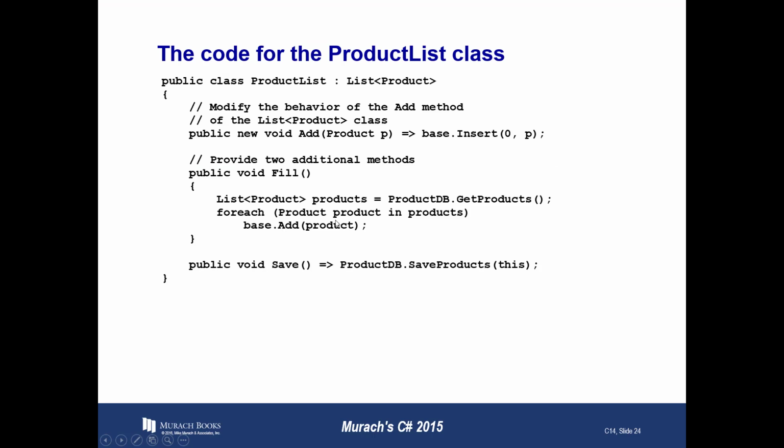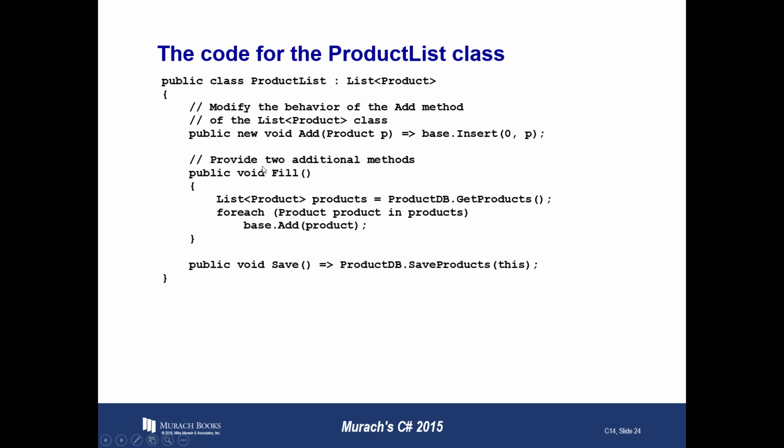So we've got the code here for our product list class. Notice product list inherits from the list class of type product. So what are we doing? Modifying the behavior of the add method. All right, so public new void add, base insert 0 p. So we are changing the natural way that something would work. In addition, that's overriding the add method, which normally is just add followed by something. Here we've got add followed by two parameters.